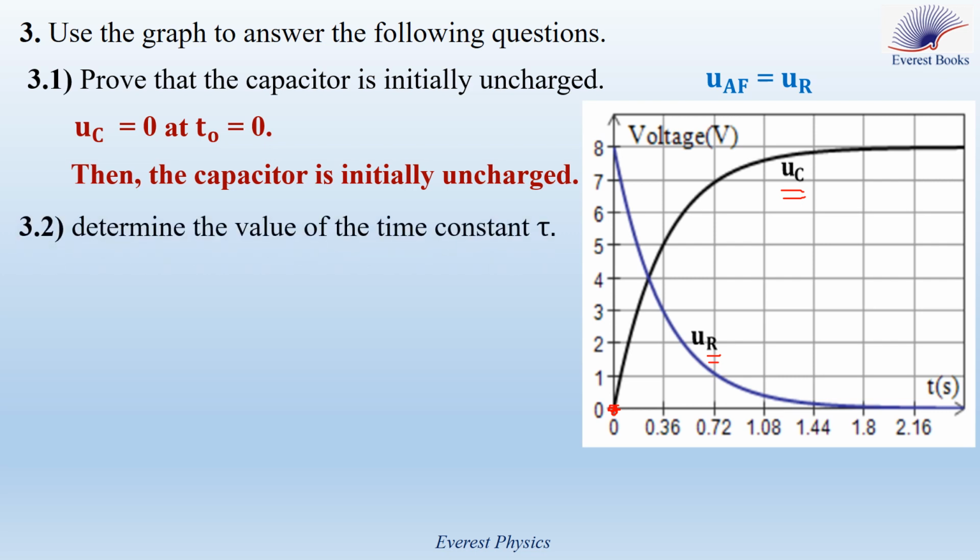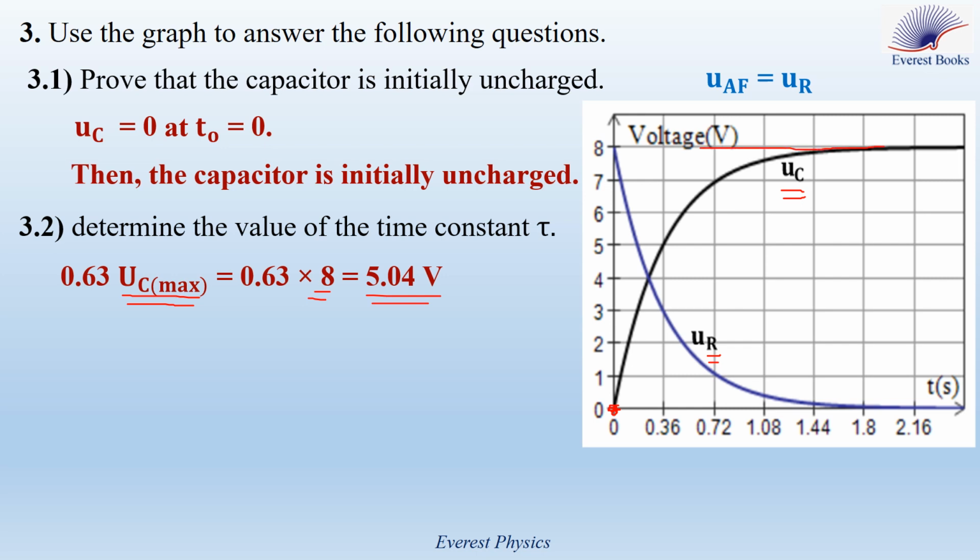Question 3.2. Determine the value of the time constant tau. We know that at time tau, the capacitor completes 63% of the charging process. So, 0.63 times UC max, which is the maximum voltage across the capacitor, is equal to 0.63 times 8, and the answer is 5.04 volts.